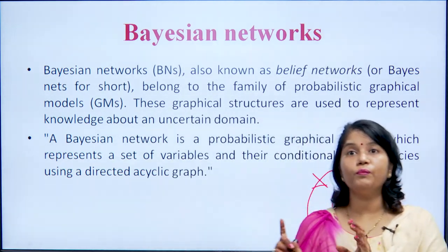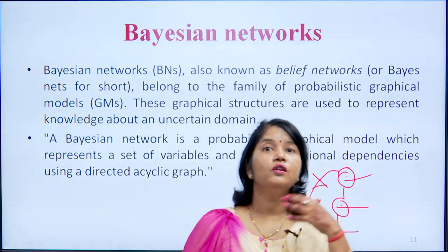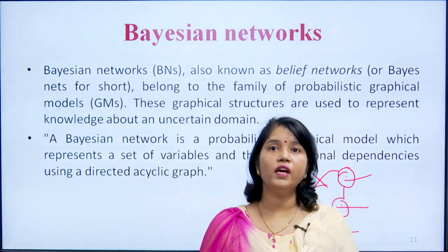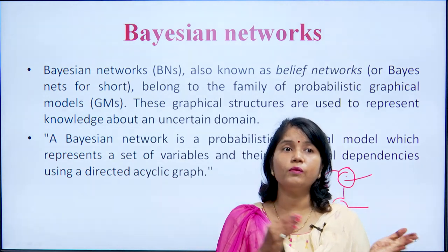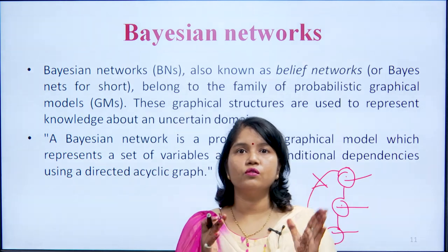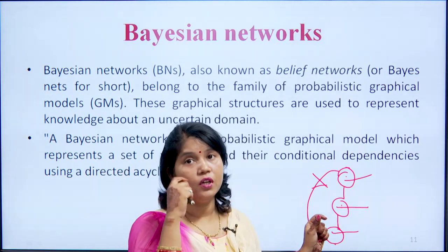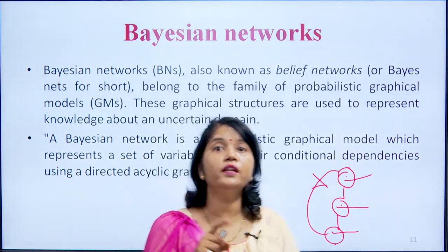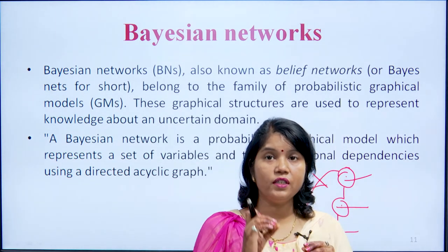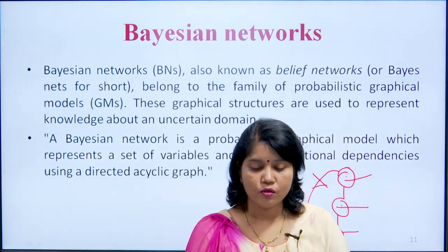So a Bayesian network is a belief network, belonging to the family of probabilistic graphical models. These graphical structures are used to represent knowledge about an uncertain domain. Certainty is not there. If somebody says India will lose the match, it is not certain, it is just probabilistic, depending on the conditions under which they lose. So you have to create the network, that's why it is a belief network. Your events should be acyclic, not in a cycle. So a Bayesian network is a probabilistic graphical model that represents a set of variables and their conditional dependency using a directed acyclic graph.